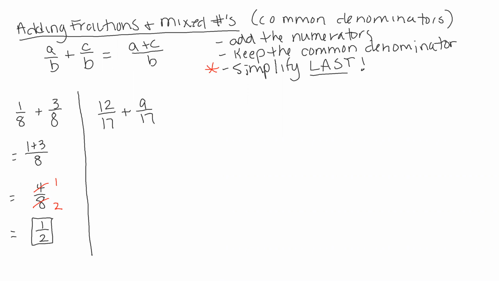All right, again, I have common denominators of 17, so my final answer is going to be something out of 17. 12 plus 9 happens to be 21. And at this point, 21 has factors of 7, 3, and 21. None of those factors divide into 17. So my final answer really could just be 21 over 17.